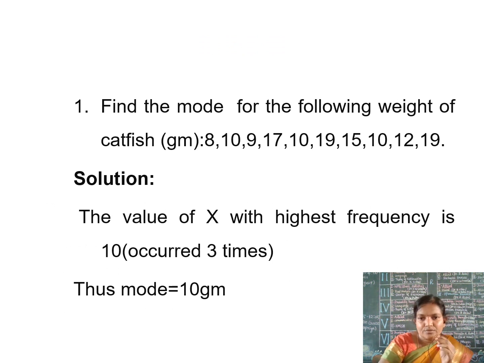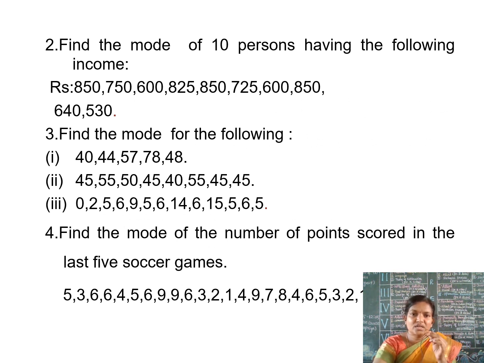Okay, find the mode for the following weights of catfish. Now you just see which number is occurring more times. The highest frequency will be the mode. Here 10 occurs 3 times. The value of x with the highest frequency is the mode. So 10 is the mode. Find the mode for 10 persons having the following income. Here sometimes no value is repeated more times. In that type of situation you just write that there is no mode for this question.